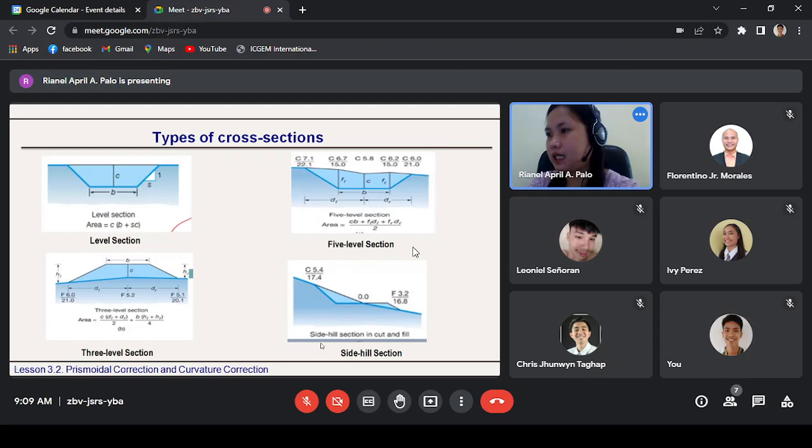So, five rod readings. So, sa sidehill section naman, sa atong isa ka station, we have the cut, we have a portion na to cut, or also we have a portion that we need to do a fill, or sa mag-imbang niya.